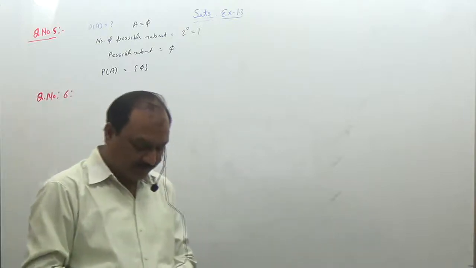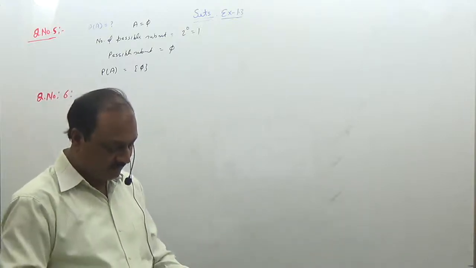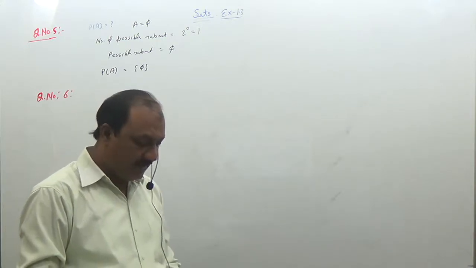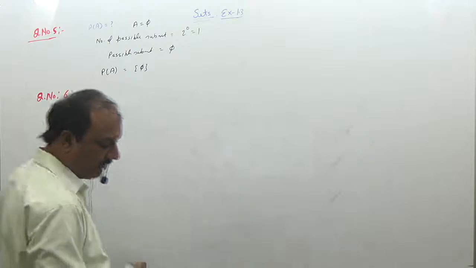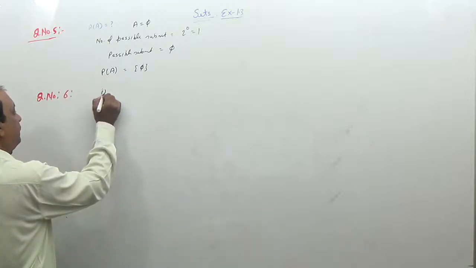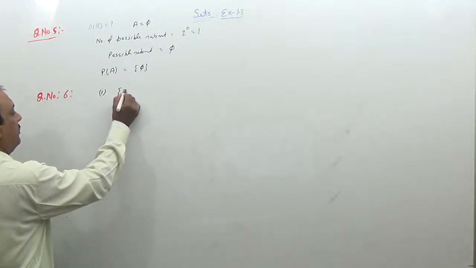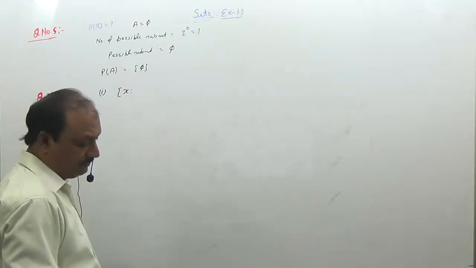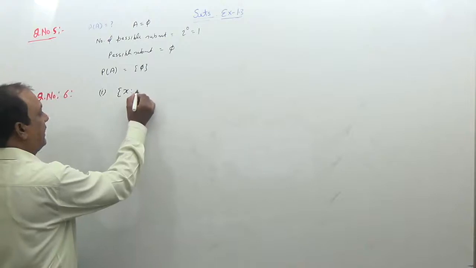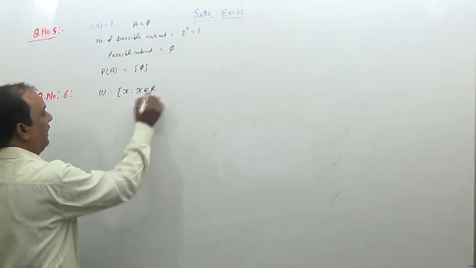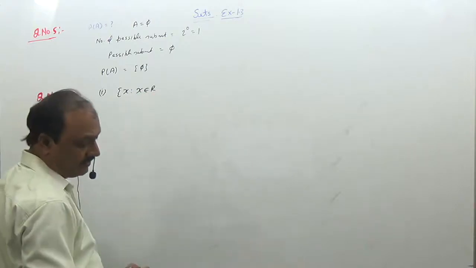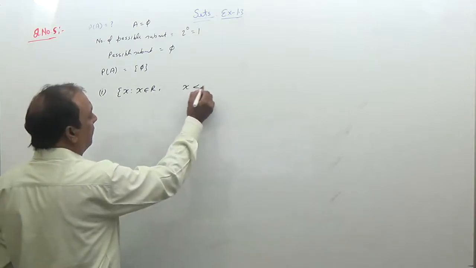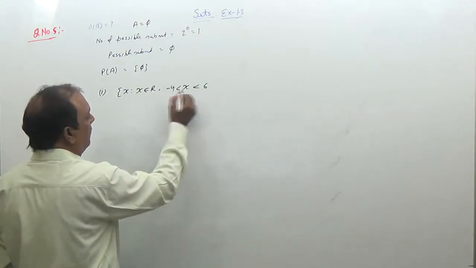Question 6 is: write the following in intervals. First is a set in set builder form, x such that x is a real number, x belongs to R, where x is less than or equal to 6 and greater than -4.